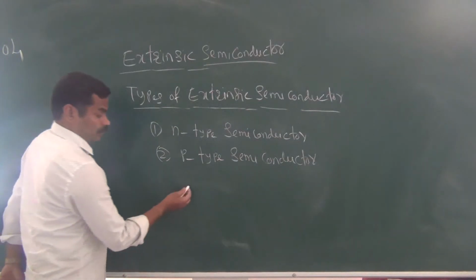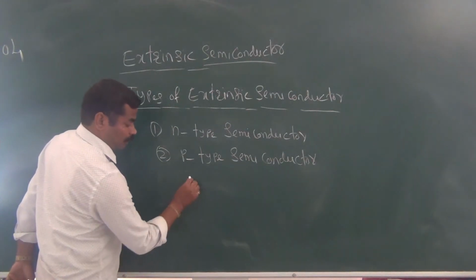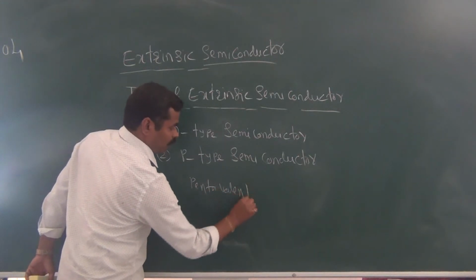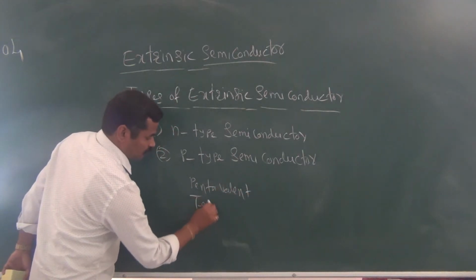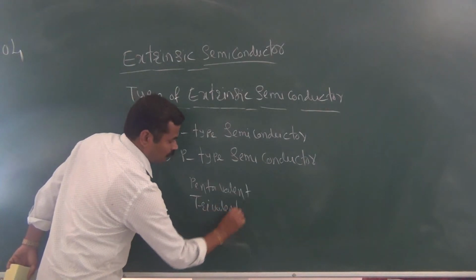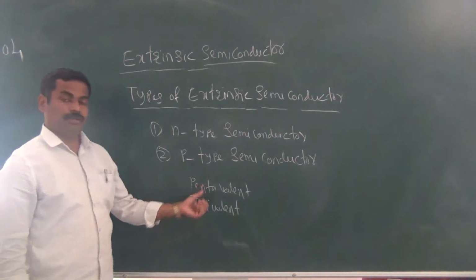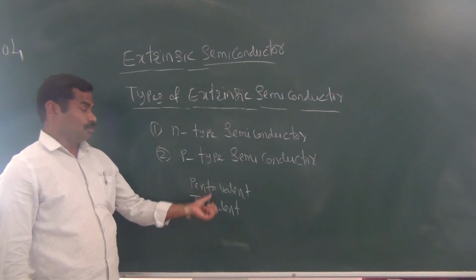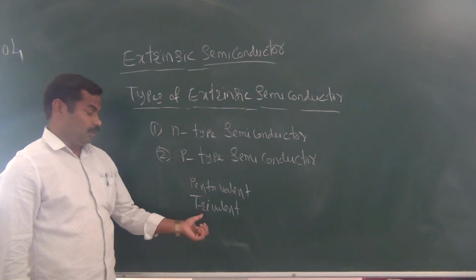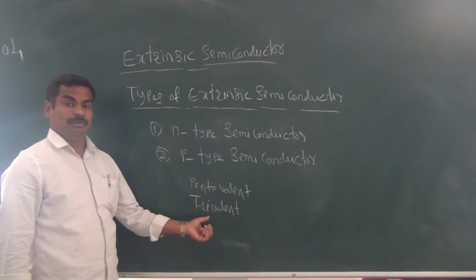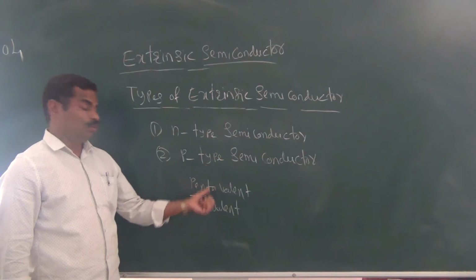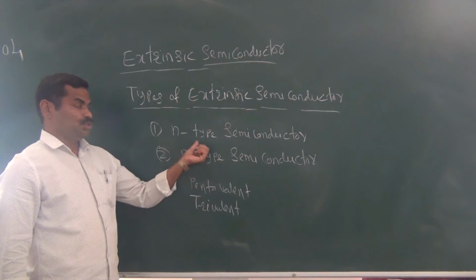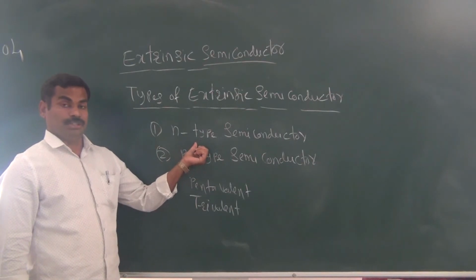It may be pentavalent, or it may be trivalent. You are adding these two types of impurities to a pure semiconductor. A pure semiconductor, by adding pentavalent impurities, becomes an N-type semiconductor. And a pure semiconductor, by adding trivalent impurities, becomes a P-type semiconductor. Now we go into detail about the N-type semiconductor and P-type semiconductor. First we go for the formation of N-type semiconductor.